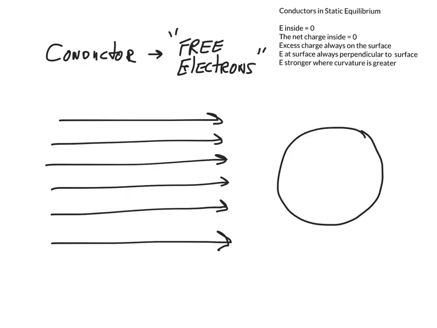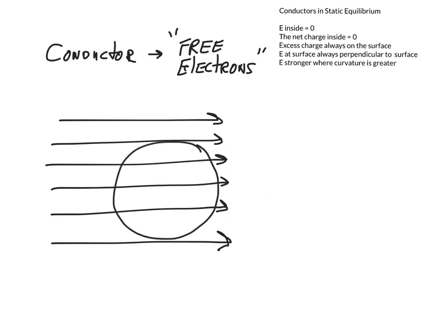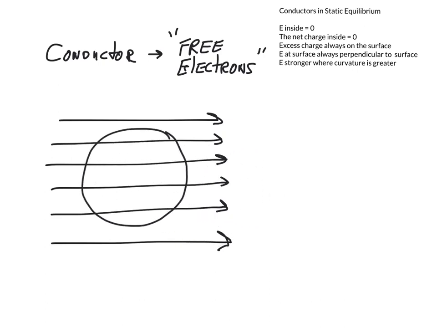So here we have a uniform electric field and a conductor. This is a solid metal sphere. And remember, conductors, the key phrase is free electrons. What makes a conductor is it has free electrons. So if I take this conductor and I place it in an electric field, there's now electric field going through the conductor, and that can't happen. Why? What's going to happen?